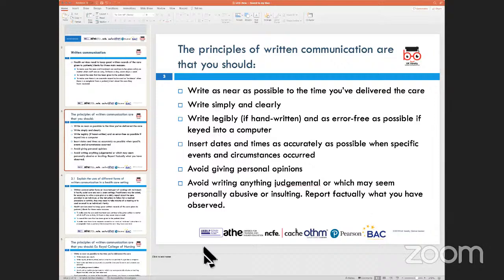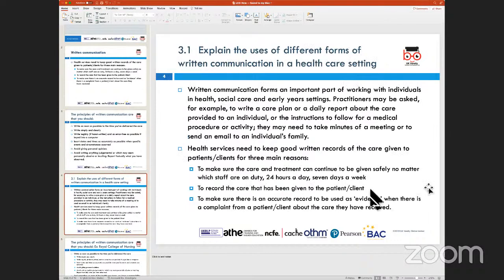Okay, now let's look at some of the assessment criteria that we have to cover in this learning outcome, which is primarily assessment criteria 3.1. There is only one criterion, which is there in the assignment brief and the unit specification, and that is related to the uses of different forms of written communication and how we use these to communicate to learners, or in this case, patients and patient families.